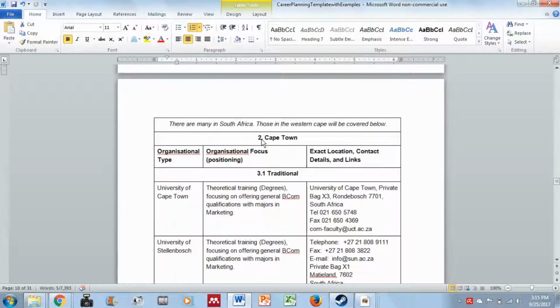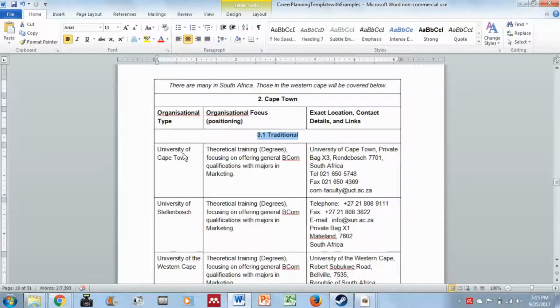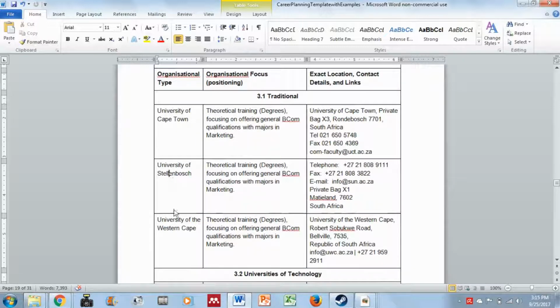Okay, then I segment based on Cape Town. I look at organizational type, organizational focus, and their exact location and contact details. Those are my 3 columns. First, I look at traditional universities. Those include the University of Cape Town, University of Stellenbosch, and University of the Western Cape.